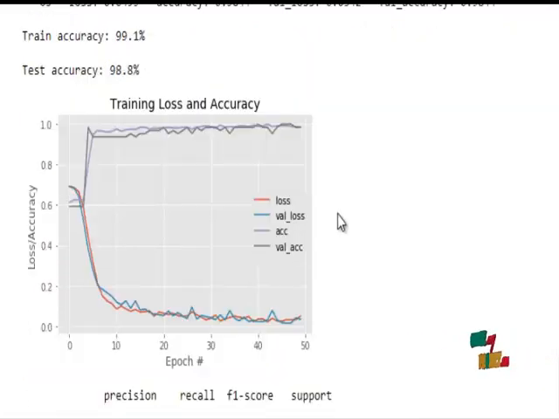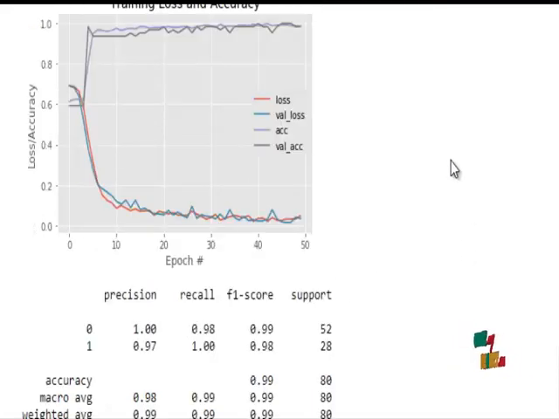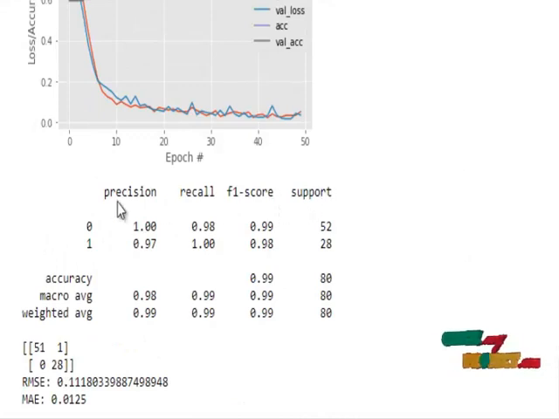So these are the graphs over the number of epochs, 50 epochs, showing loss, value loss, accuracy, and value accuracy. Then precision, recall, F1 score and support. For 0 and 1, there are a total of 80 images, 52 are 0 and 28 are 1. Here precision value is 1.00, recall 0.98, F1 score 0.99. For 1 also 0.97, 1 and 0.98. Here in the confusion matrix there is only one wrong prediction overall. This is the root mean square error, value 0.11, and then the mean absolute error is 0.12.